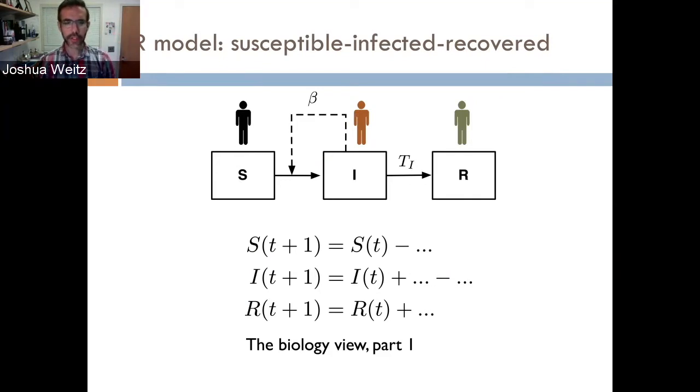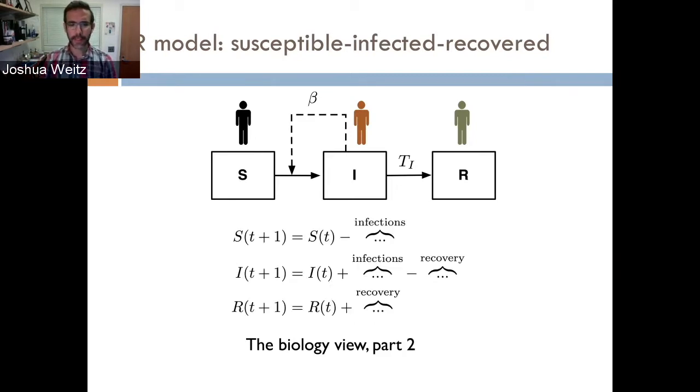And so I think you can see already that we could imagine a construction of an equation in which at the next time, the next number of susceptibles is the current number minus something. The next number of infected is the current plus something and minus something, right? Where that plus is new infections, the minus is recoveries. And the accumulation of recovered individuals is essentially the aggregate addition of all these recovery events. Right? So that's a start. And we have to specifically name them.